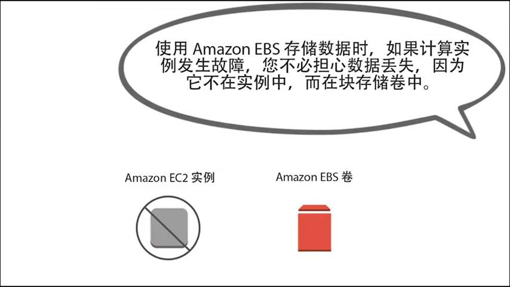When you use Amazon EBS to store your data, if a computing instance fails, you don't have to worry about losing your data because it isn't housed on the instance. It's housed on your block storage volume.